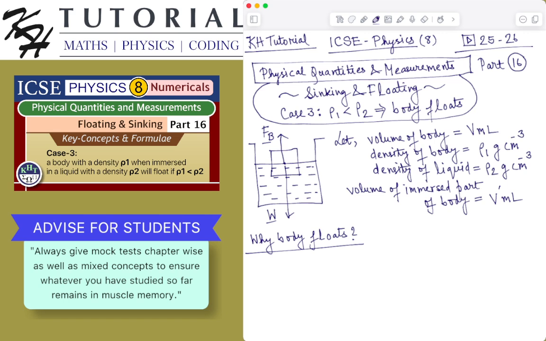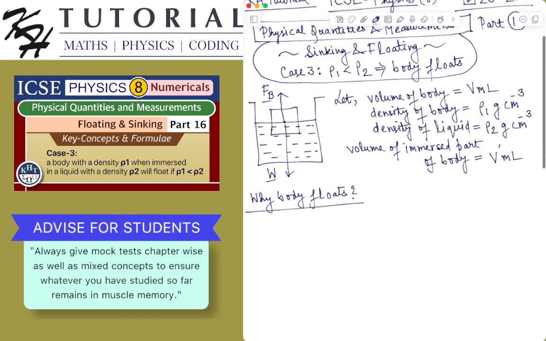Okay, so I have assumed the total volume of the body to be V ml, the density of the body to be ρ1 gram per centimeter cube, the density of the liquid to be ρ2 gram per centimeter cube, and the volume of the immersed part of the body to be V dash ml. Now, it is said that when the density of the body is less than the density of the liquid, it floats. Let's see why is it so. Now, why does a body float? What is the condition that a body floats?